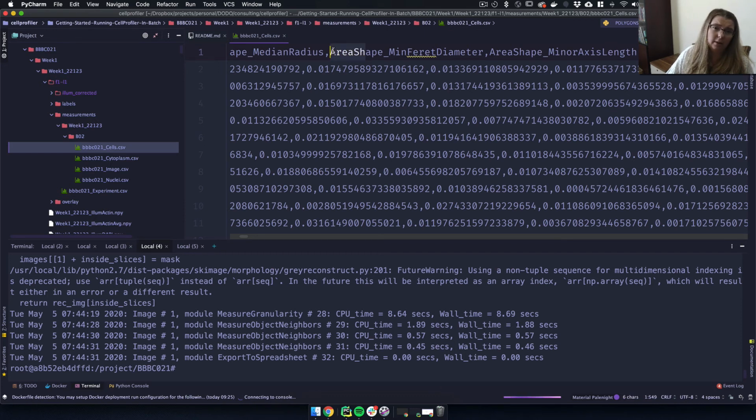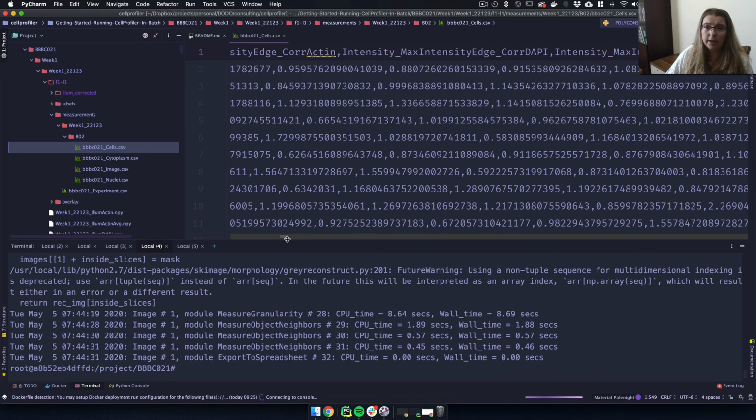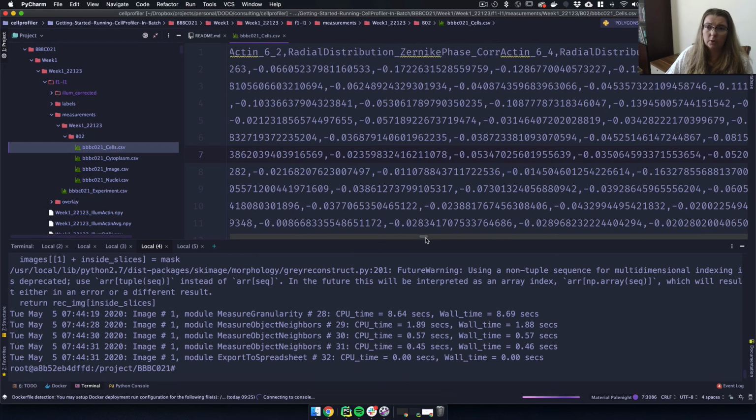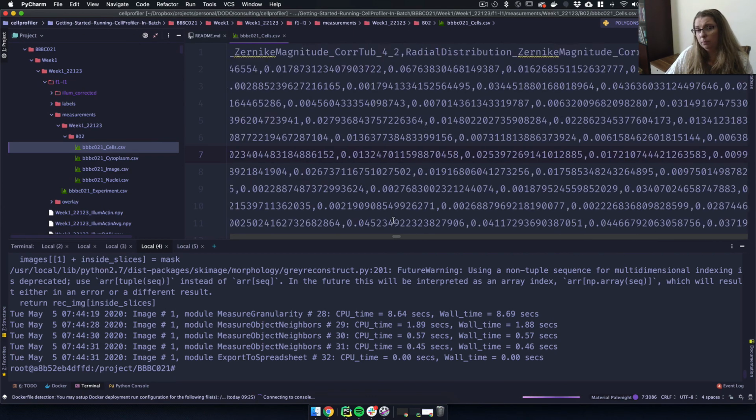Oh, area. I know what area is. Look at me, I know what some of the biology is. And then you have a whole lot of other things. I'm pretty sure these are the things that you supply through the CellProfiler analysis file, and then you get your numbers at the end. So you can see there's a lot of stuff that happens in here.